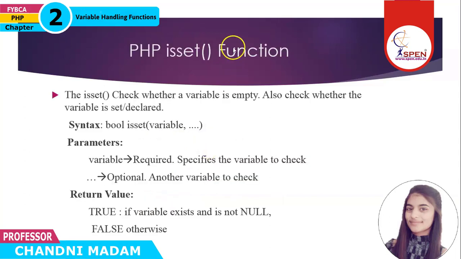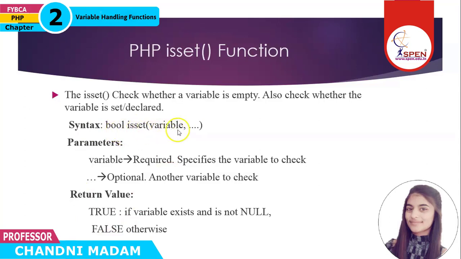Now next is the isset function. This function is used to check whether a variable is set, or declared. If the variable is set, then this function returns true. If the variable is not set, then this function returns false. Ultimately this function returns a boolean value.